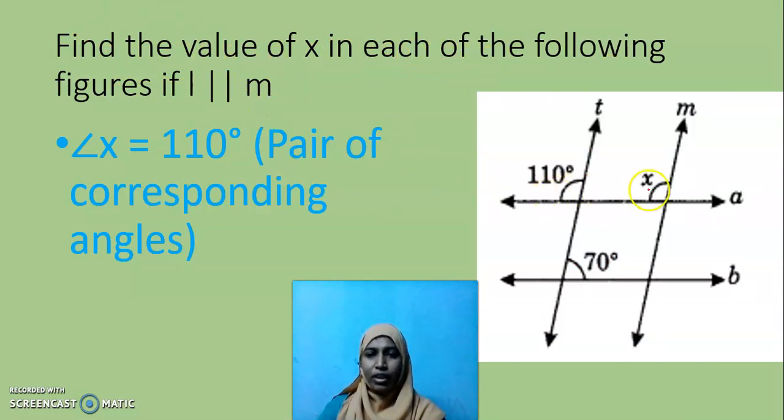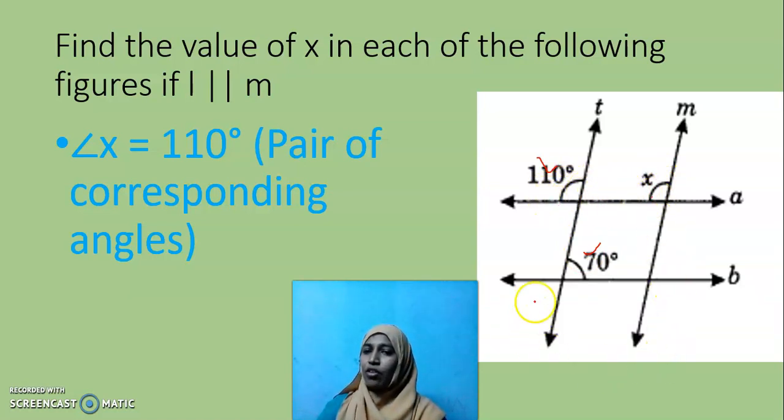I have taken only one question from the text. The other one you have to do. Angle x is equal to, see here, don't look at the solution. Just look at this diagram. They have given us two angles, 110 and 70 degree. They have asked us to find x.